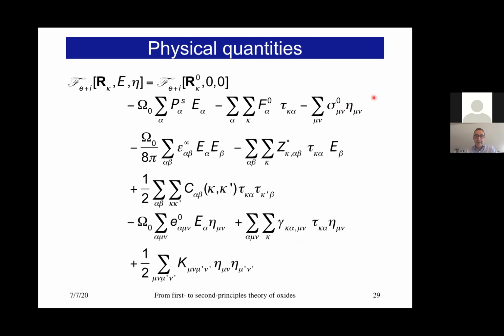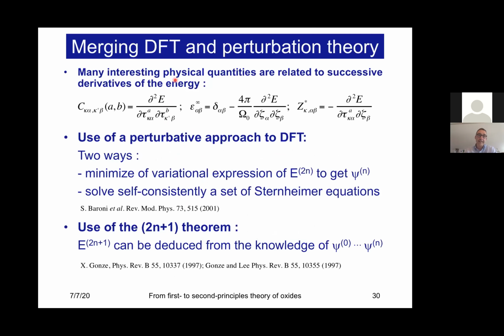We can do that, make this expansion at first order, second order, third order. And what is very interesting is to realize that the different quantities, the different energy or enthalpy derivatives that are appearing in this expression, basically they correspond to physical quantities like the polarization, the force, the stress, the dielectric constant, the Born effective charge, the elastic constant.